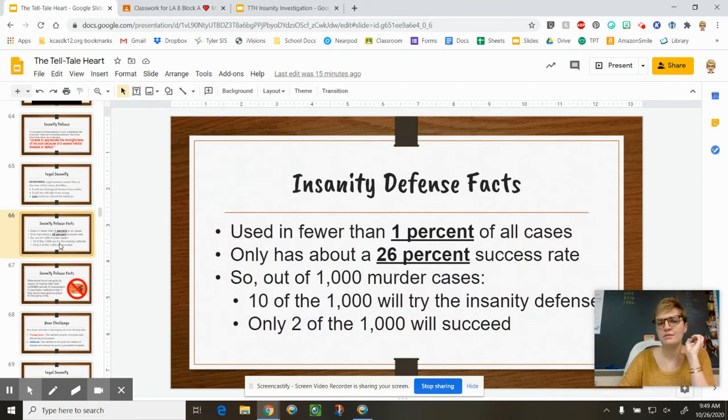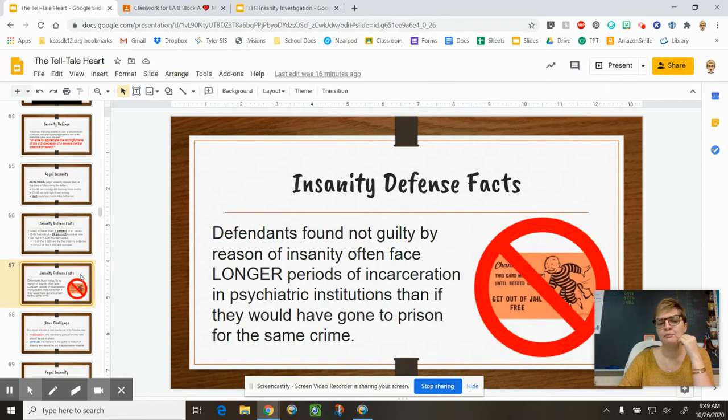It's something that's not used very frequently. It's used in fewer than 1% of all cases, and of that 1%, only about 26% succeed. So if we have 1,000 murder cases, 10 out of the 1,000 will try using the insanity defense, and only 2 of the 1,000 will actually succeed.